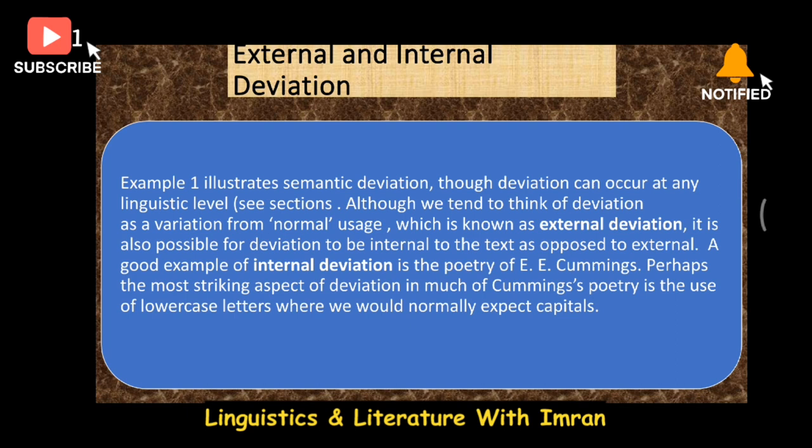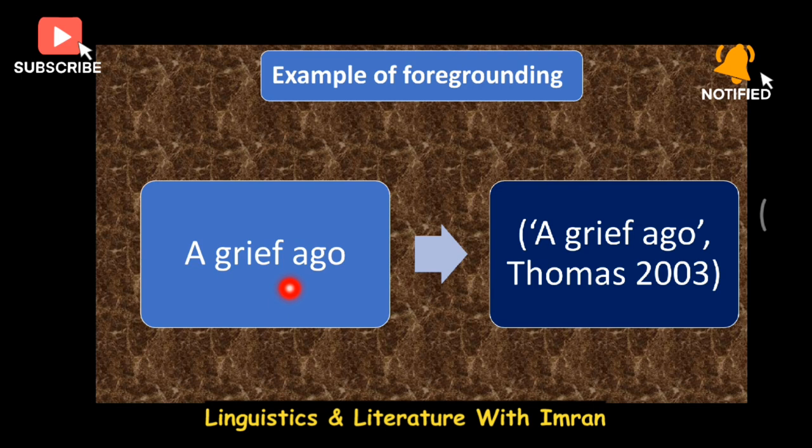Now, we can have external and internal deviation, two types of deviation. Example 1 illustrates semantic deviation. Though deviation can occur at any linguistic level, we tend to think of deviation as a variation from normal usage, which is known as external deviation, right? So this is the example of external deviation, because something semantic comes from outside. So that is the example of external deviation.